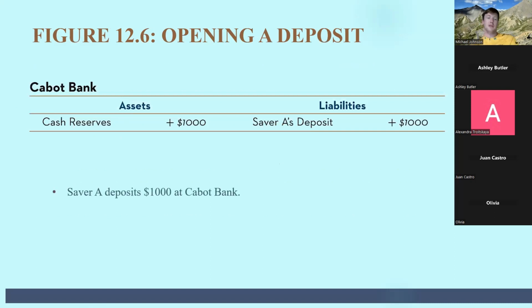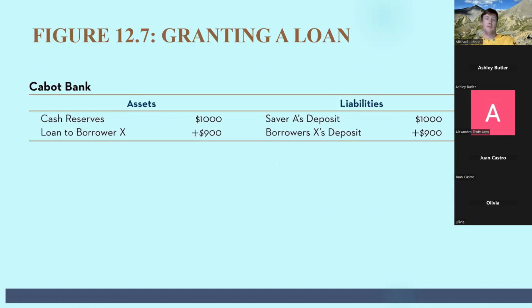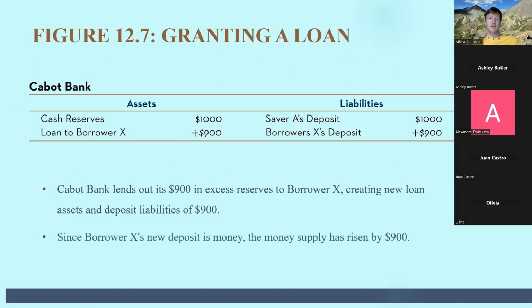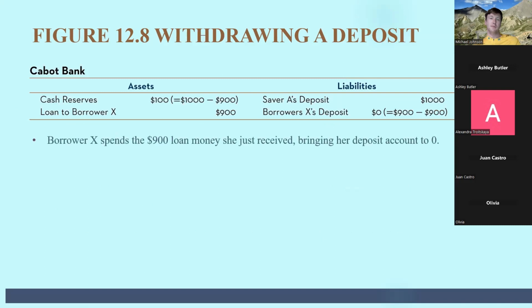So saver A deposits $1,000 at Cabot Bank. As a result, Cabot Bank has new cash assets and deposit liabilities of $1,000. Cabot Bank lends out $900 in excess reserves to borrower X, creating new loan assets and deposit liabilities of $900. So the money supply increases by $900.